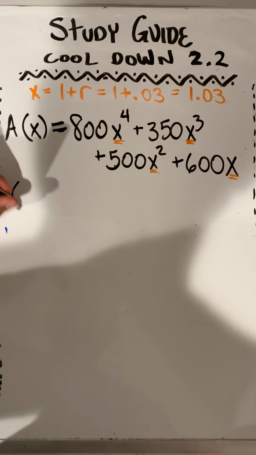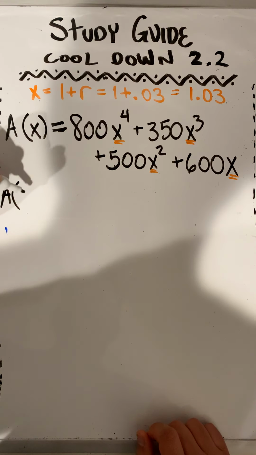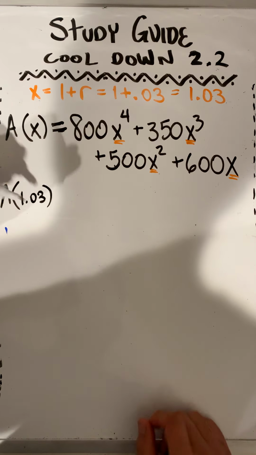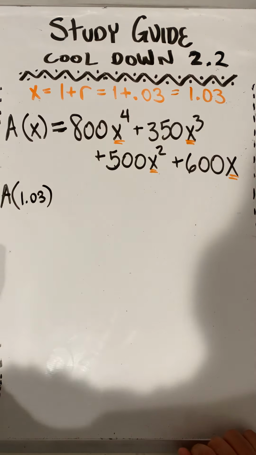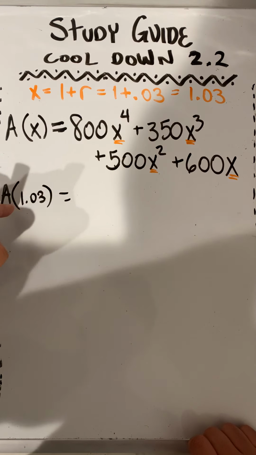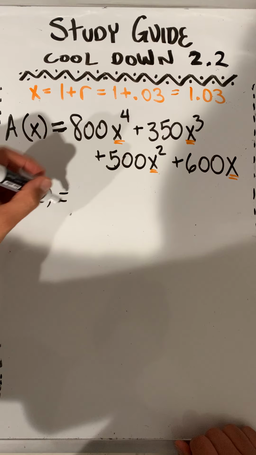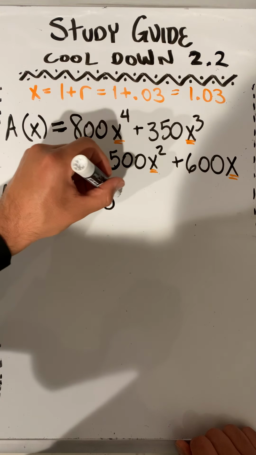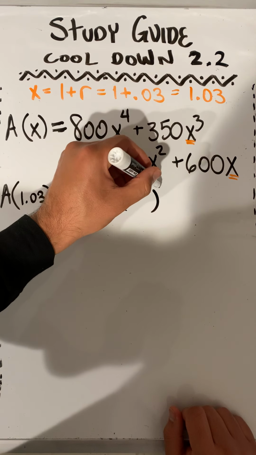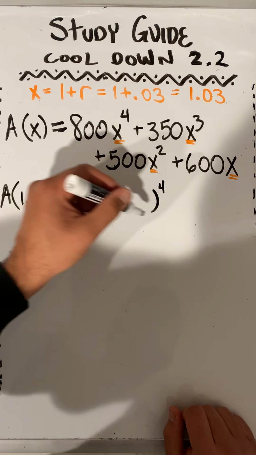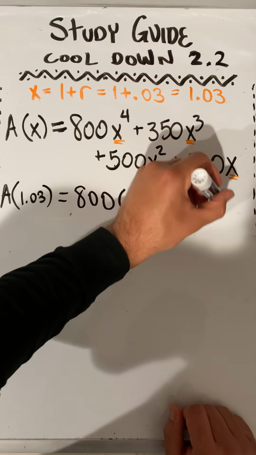So now instead of A of x, we're actually going to define x by its actual numerical value of 1.03. Okay, this does not mean A times 1.03. I'd like to remind you of that. It means A in terms of 1.03. I am intentionally going to leave the x values unsubstituted right now so that I can show you how to do that.